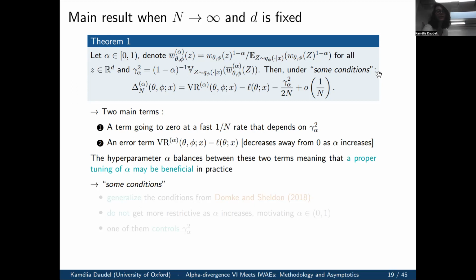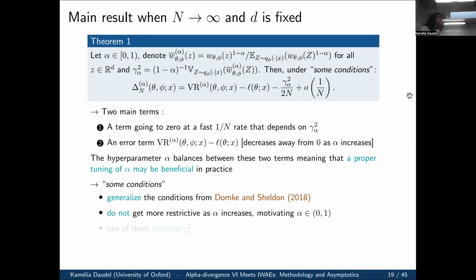All right. Here I set some conditions, and you might be wondering what those conditions are about. Do they depend on alpha? If so, how? As it turns out, those conditions exactly generalize the ones in the paper from Domke and Sheldon, and they do not get more restrictive as you increase alpha. As you move from the case alpha equals 0, which was what they did, and increase alpha, those conditions do not get worse. So it promotes the use of alpha that is not necessarily 0. And one of those conditions permits to control this term.